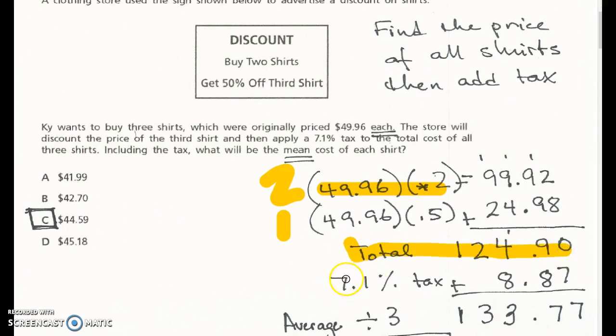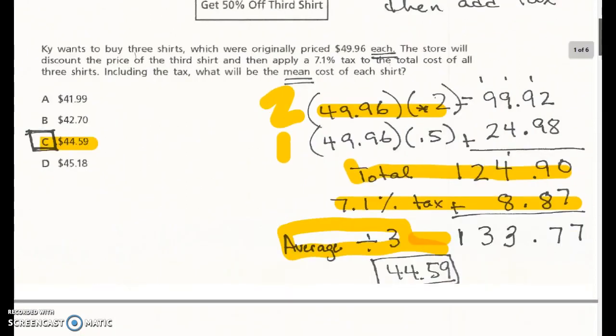I multiply it by 0.071, which is the tax. Remember, 0.01 is going to be 0.071. I add that together. To find the average, I have to divide by 3. So I take 133, divide it by 3, and I get 44.59 as my average for my shirts.